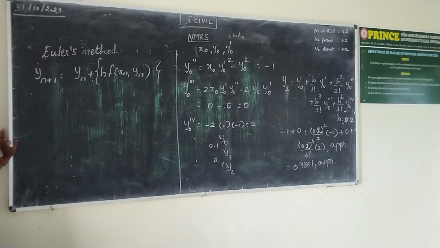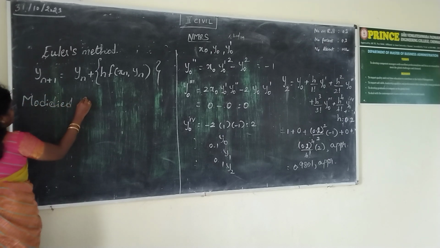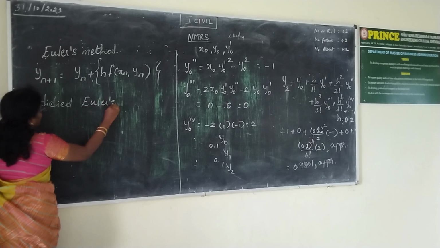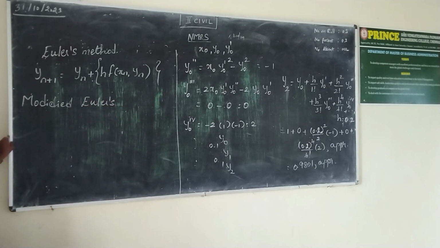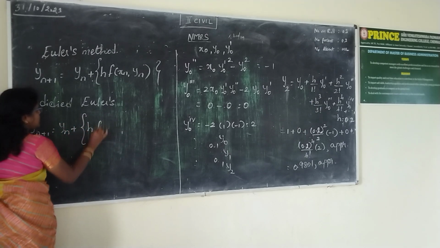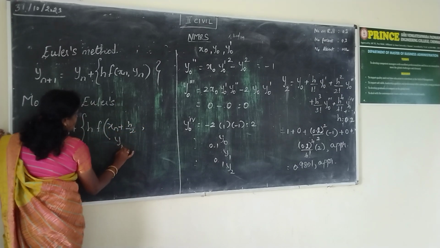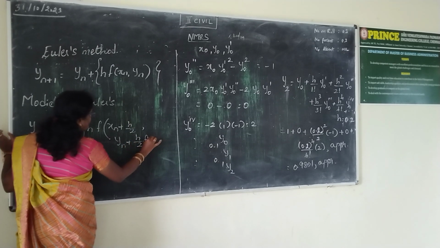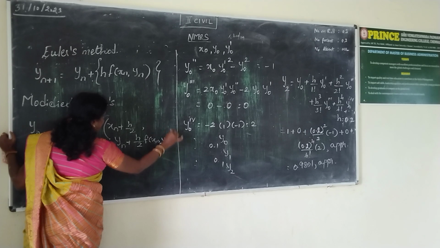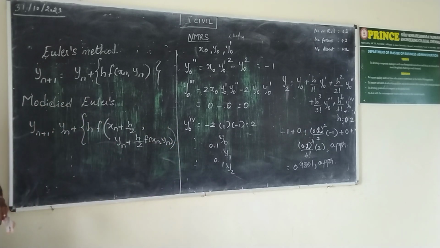Next one, modified Eulers method. Modified Eulers method: yn plus 1 is equal to yn plus h into f of xn plus h by 2 comma yn plus h by 2 into f of xn comma yn.